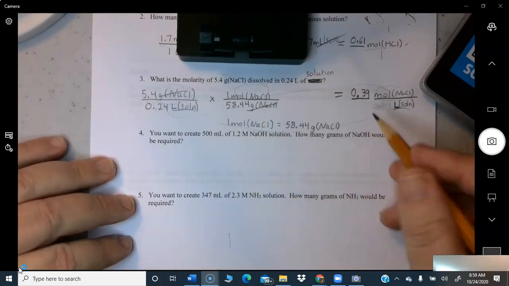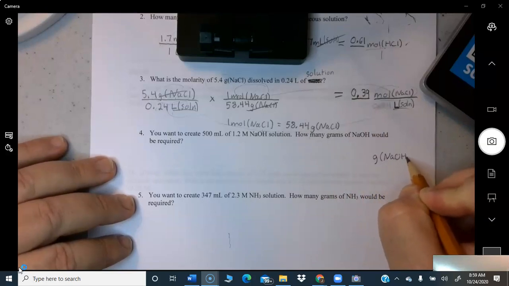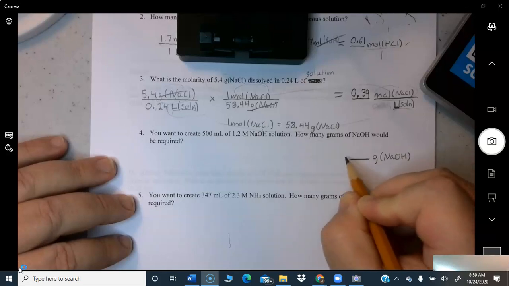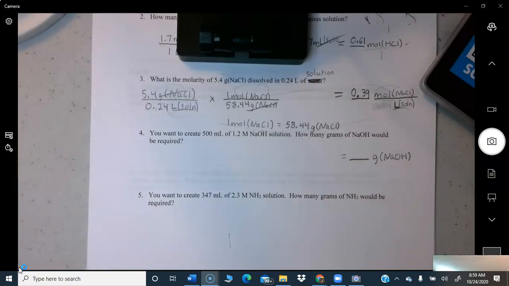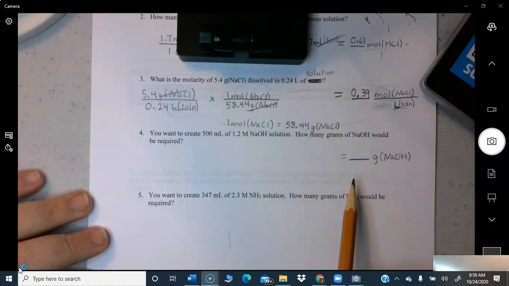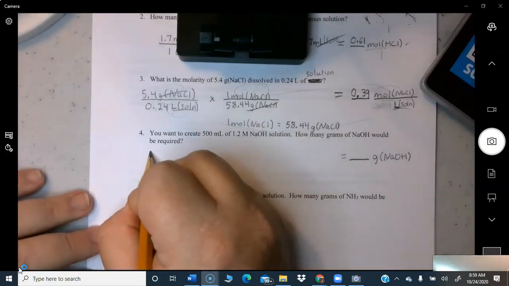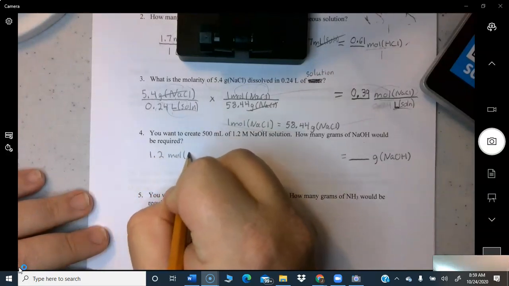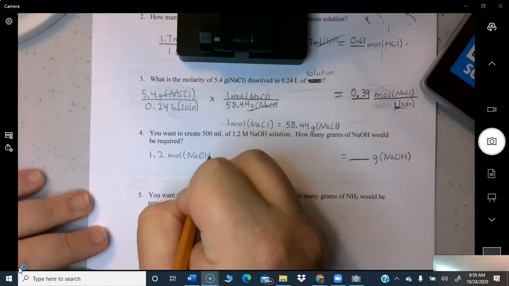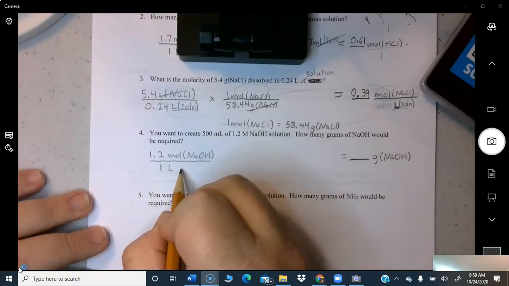So it's asking how many grams of NaOH. So we're going to come way over here. That's sodium hydroxide. We'll use that frequently in class. It's used in cleaning solutions. If you look at some of the stronger cleaning solutions, it will have that. Okay. All right. So what are we starting with? Well, we're starting with 1.2 molar NaOH. So it's 1.2 moles, and that's for every 1 liter of solution.